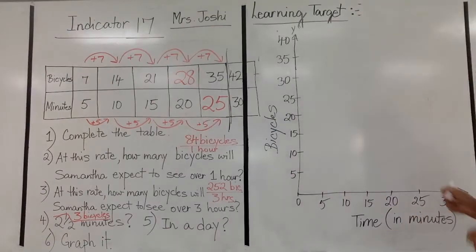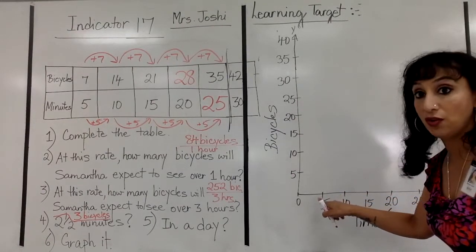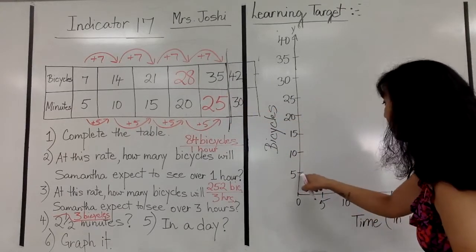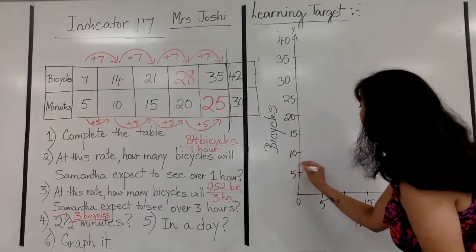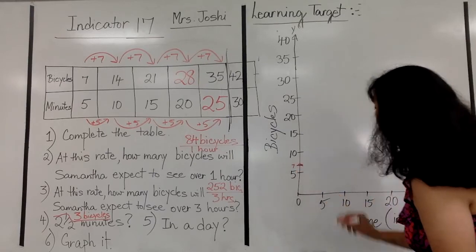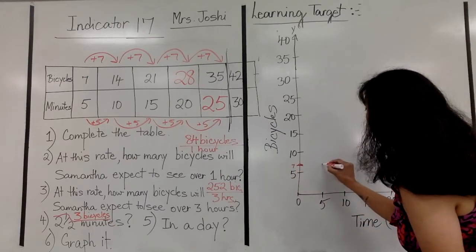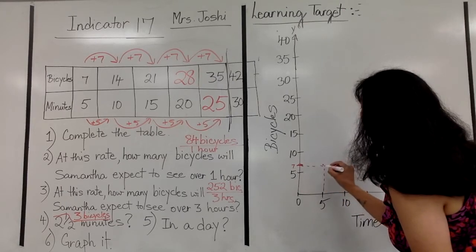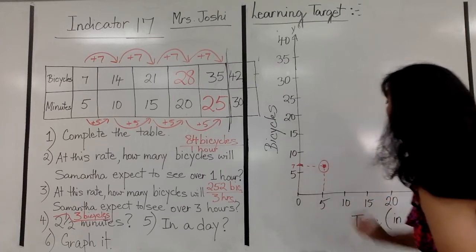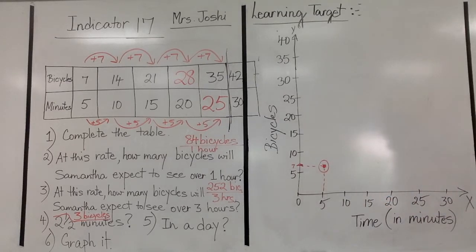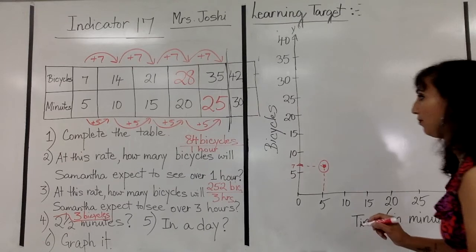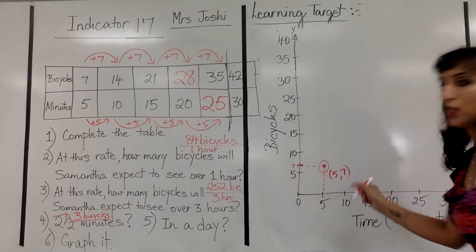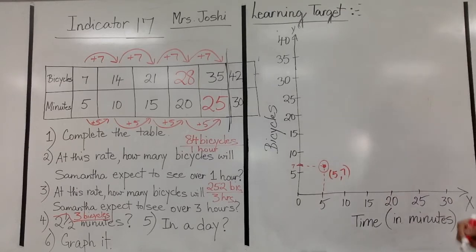So in 5 minutes, you look at X first, we have 7 bicycles. So if this is 5, I know that 7 is going to be around here. Okay, so in 5 minutes, we have 7 bicycles. So this is 5, this is 7. Where they meet, that's where you put your ordered pair, and then you circle it so it can be visible. Okay, so here is my ordered pair, which is 5, 7. Just want to show you that.